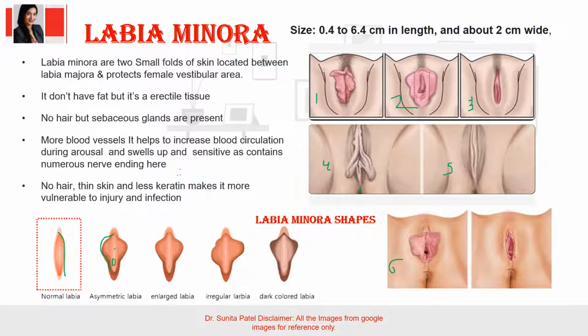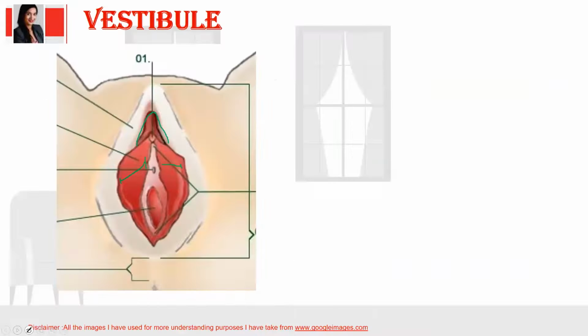In each image you can see this kind of small skin flap. Every one of you, please observe your labia majora, labia minora, and clitoral hood today, so you can appreciate those structures. Within this clitoral hood, the clitoral glans is present.